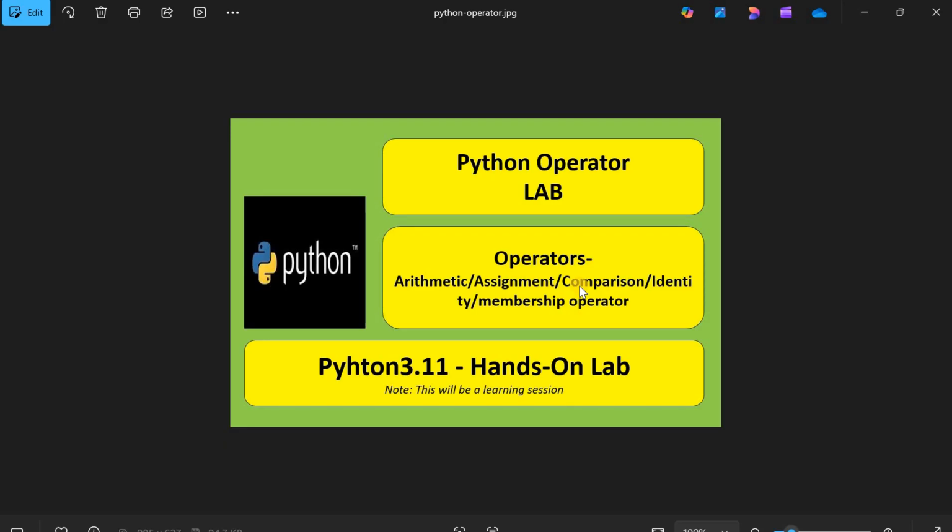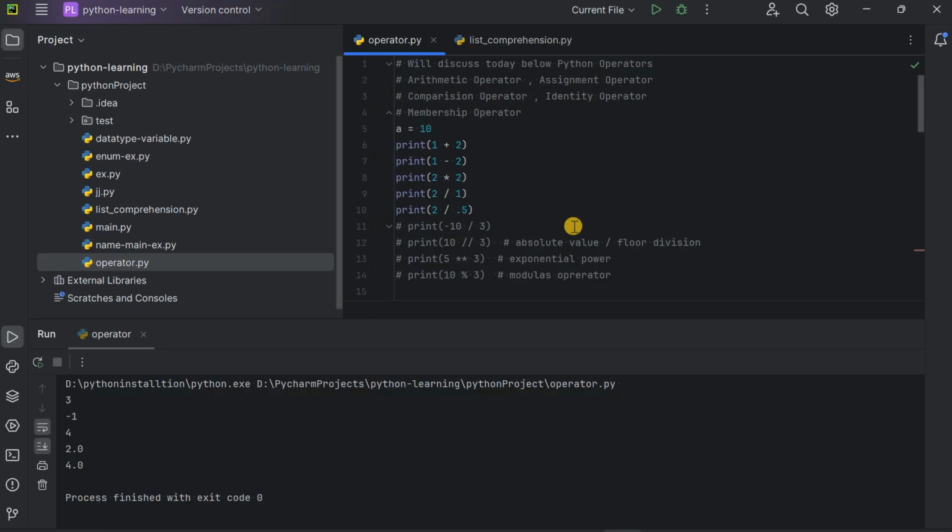This is a completely hands-on lab and this will be a learning session, and I'm just going to start my PyCharm. As we discussed, we have already created a couple of videos related to Python, so you can explore my Python playlist. So let's start with arithmetic operators.